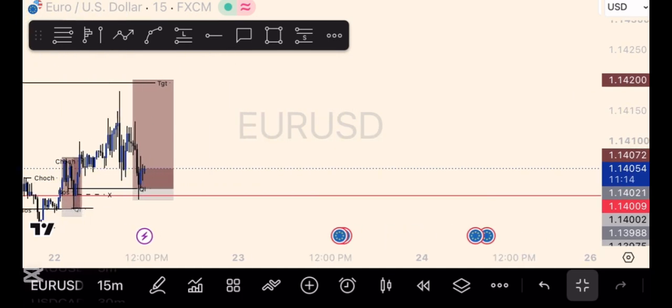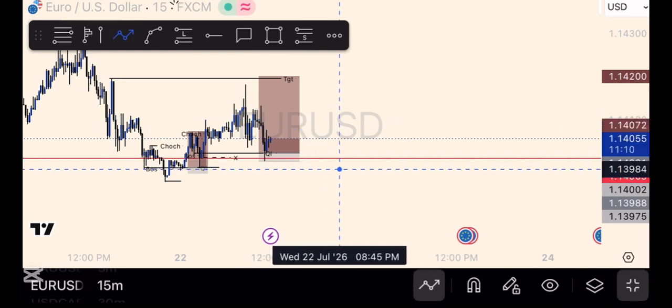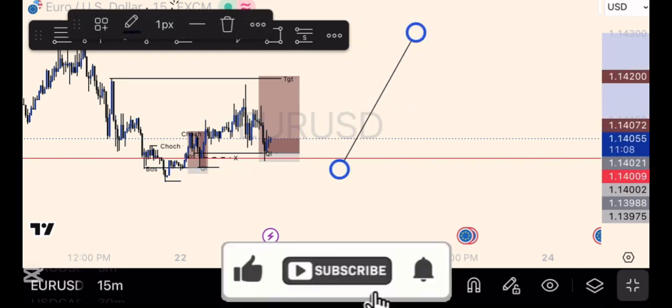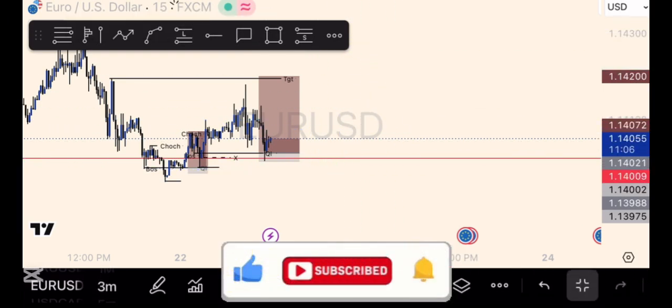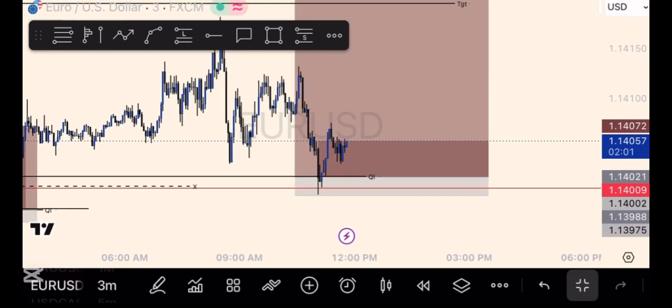So me taking this buy is like a safe trade for me because this is countering a trend. So countering a trend, but I'm using my confirmation. So let's see how it plays out. I'll be back in a few minutes after some price action. Stay tuned.